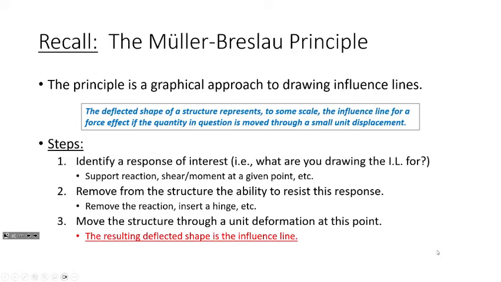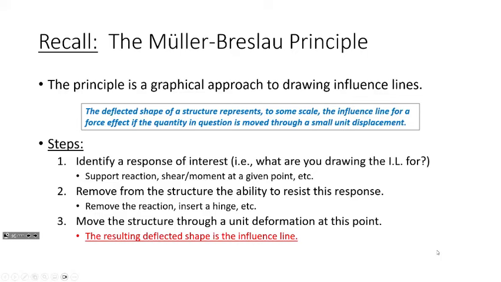Okay, so we're still utilizing the Mueller-Breslau principle, and again, I kind of like to read it verbatim so we all know what we're talking about here. The principle states that the deflected shape of a structure represents, to some extent, the influence line for the force effect if the quantity in question is moved through a small displacement. So we identify a response of interest, we take that response and we move it through a unit displacement by removing from the structure the ability to resist that response. And whatever the structure looks like after it's deformed, that's the influence line.